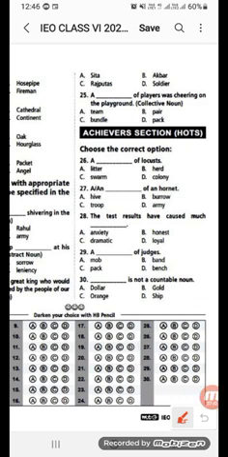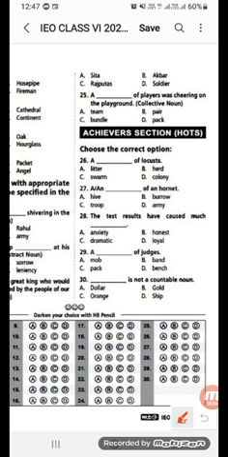Now number 25. A dash of players was cheering on the playground. Here we have to put the correct example of collective noun. Option A is team, option B is pair, option C is bundle, option D is pack. So the correct term will be team. We use the word team to address a group of players.